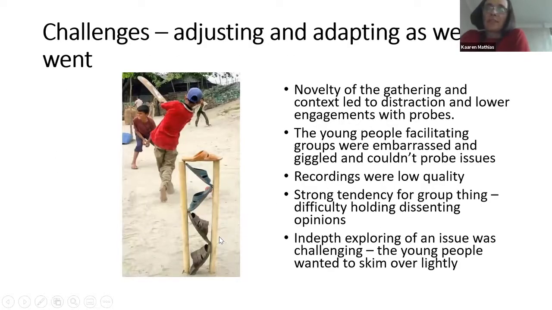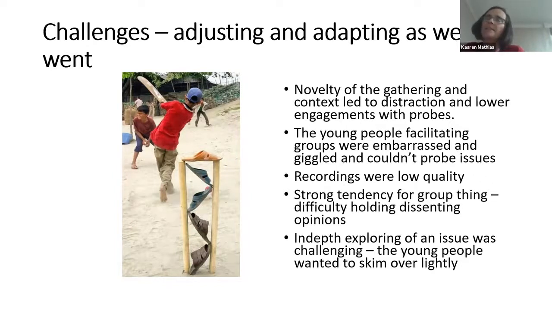Some of the challenges, I just want to acknowledge here that if you want to play cricket, even in very difficult circumstances, people find a way. And so some of the challenges were things like, because the young people were in a new setting where they'd come to a new area, they were all quite distracted and excited and chatting. And it was more like this is a picnic or an outing, and they weren't really focusing on the questions.